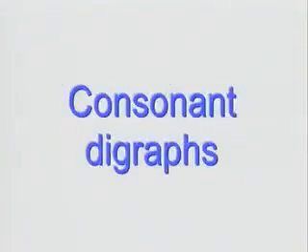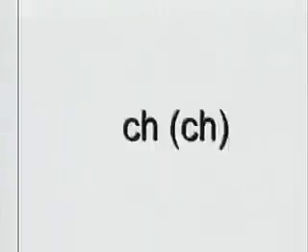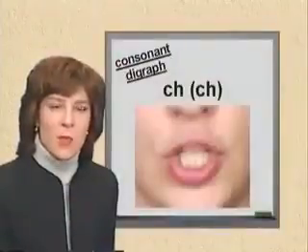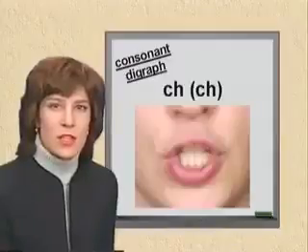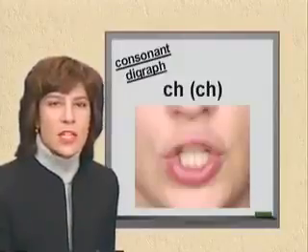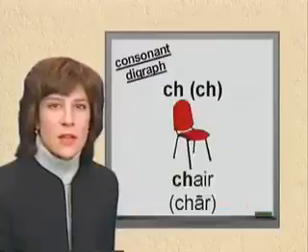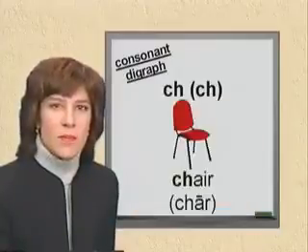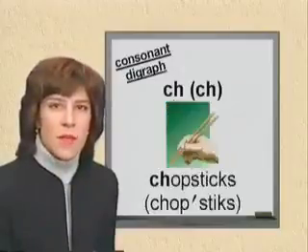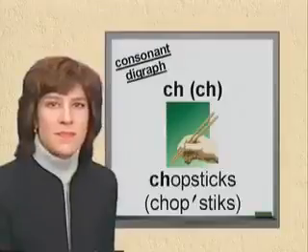Consonant digraphs. CH. Ch. The CH sound is made by opening the mouth and pushing the lips outward. The teeth are shown clenched together. The tip of the tongue touches the top of the mouth. Air is blown through quickly. Ch. Chair. Chicken. Chopsticks.